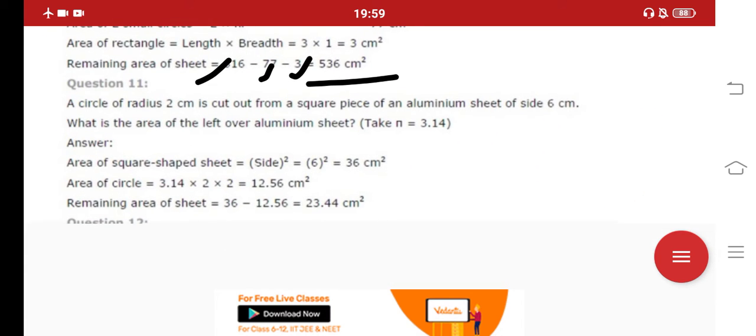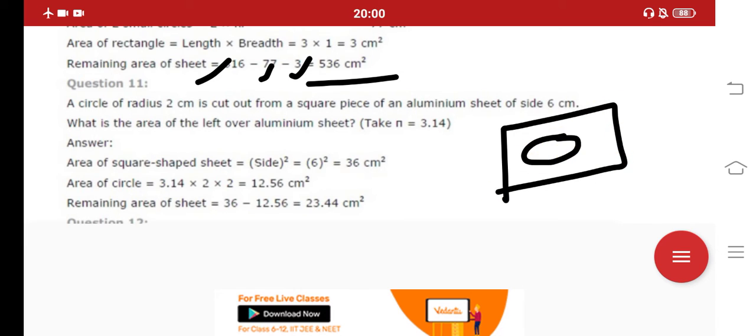Now see question number 11. What is given here? A circle of radius 2 cm is cut out from a square piece of an aluminium sheet of side 6 cm. What is the area of the leftover aluminium sheet? Means there is a square sheet and from there a circle of radius 2 cm has to be cut out. So what is the area of a square sheet? That is side into side. Side is given 6, so the total area of that square sheet is 36.